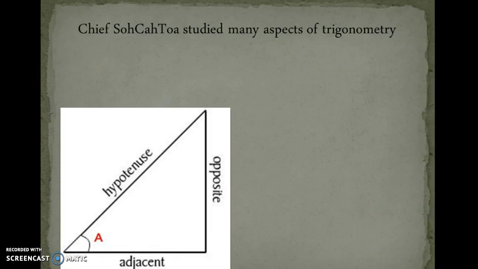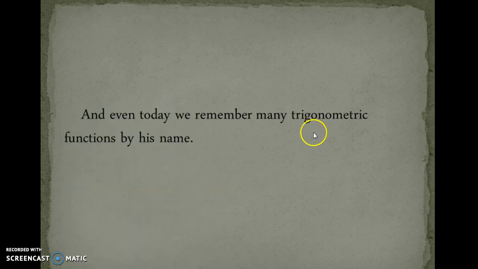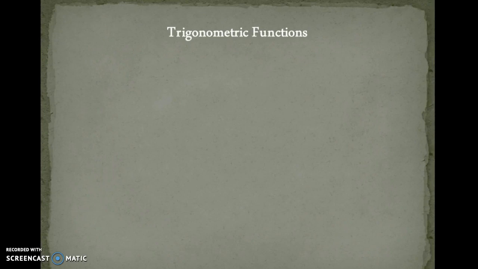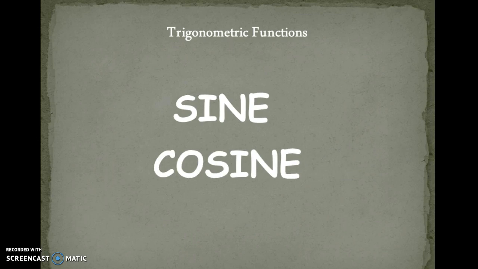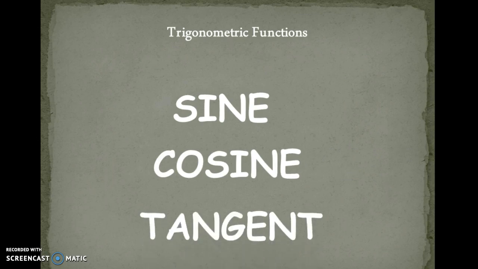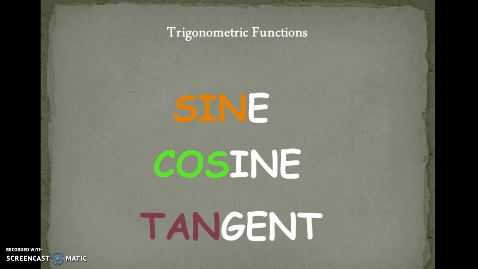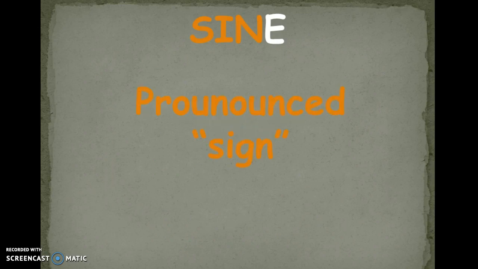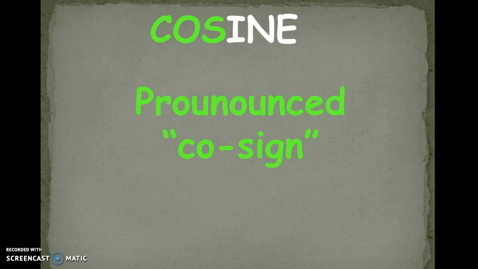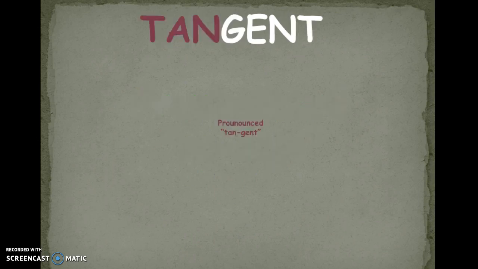Okay, Chief Sohcah studied many aspects of trigonometry. Even today, we remember many trigonometric functions by his name. Sine, cosine, and tangent. Remember I was talking about those yesterday? You have these three buttons on your calculator, right? I want to remind you that sine has an E on the end. Sin is why you go to church on Sundays. We have sine, pronounced sine. Cosine is pronounced co-sine. And then tangent.